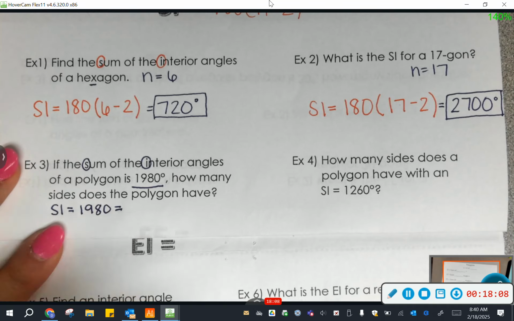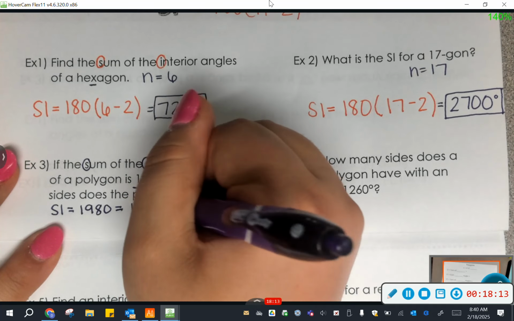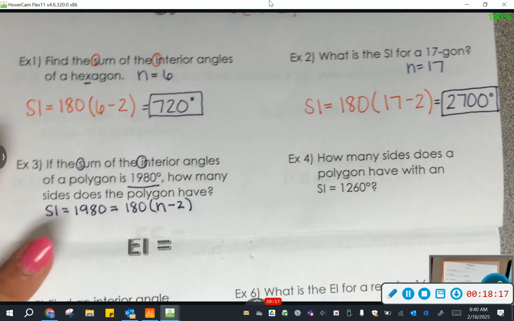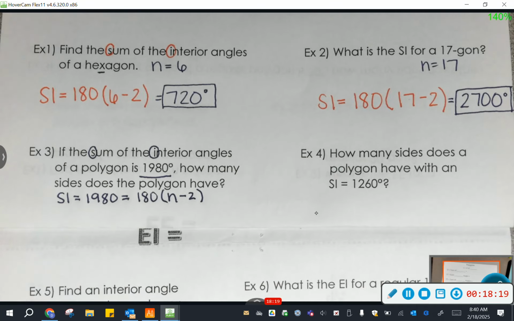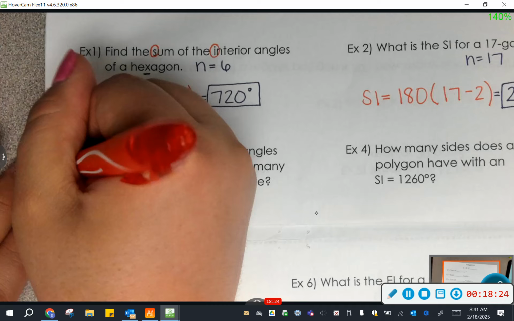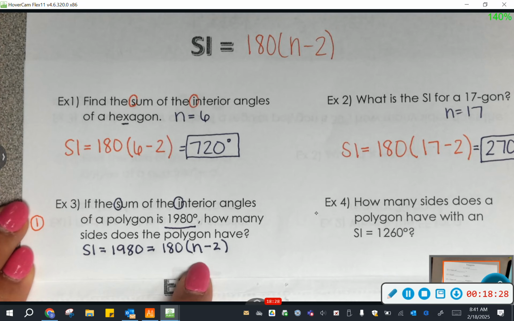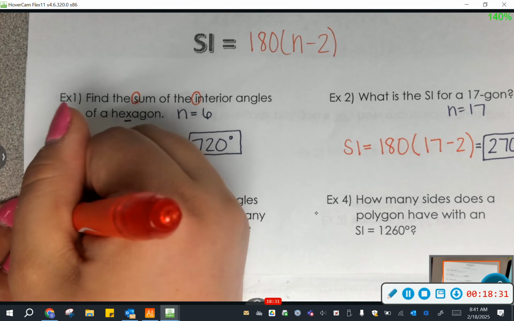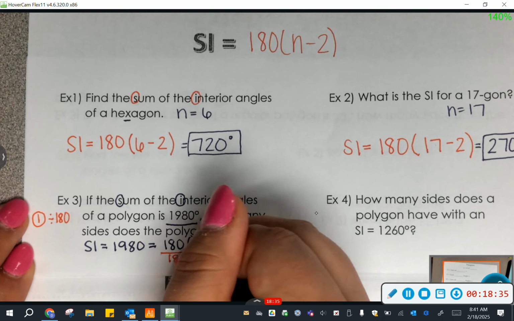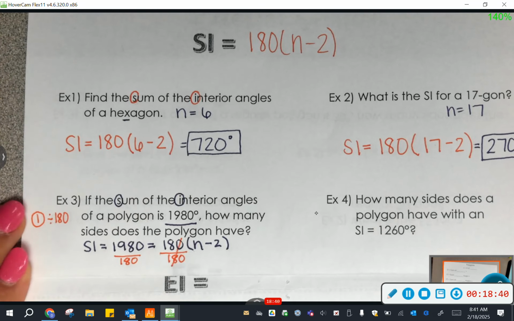what do I know SI equals? 180 times n minus 2. What am I going to do first here? I am going to divide. That's the formula. I'm using this formula right here. Just put it equal. The first thing I'm going to do is divide by 180. What you do to one side, you do to the other.